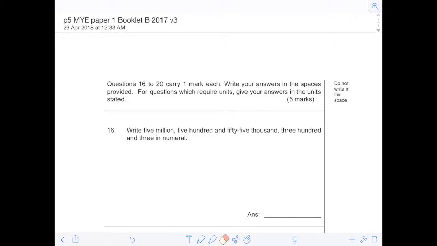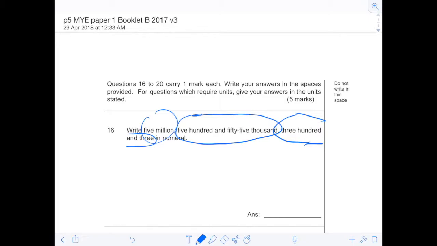Okay, so this is question 16, MIA exam paper 1 booklet B of 2017. So I'm going to start going through this now. For question 16, usually for this kind of question, we'll split them at every comma, we'll just split them like that.